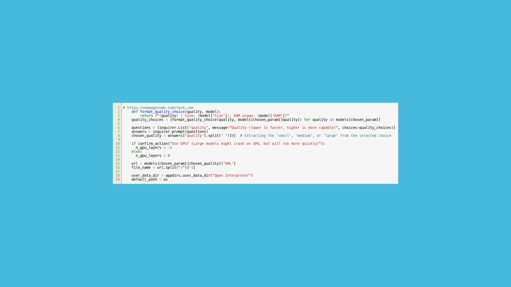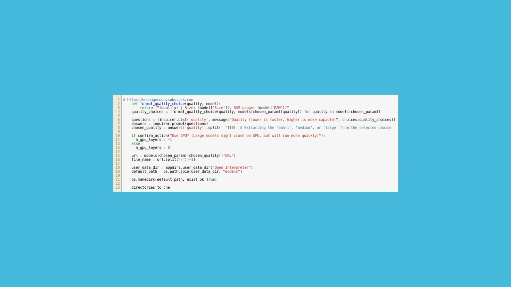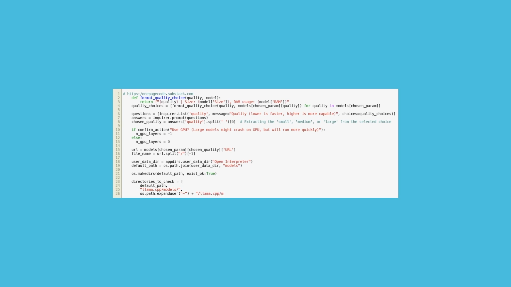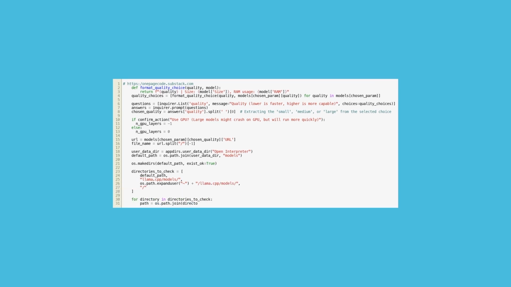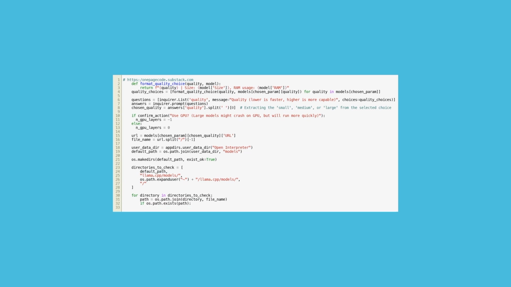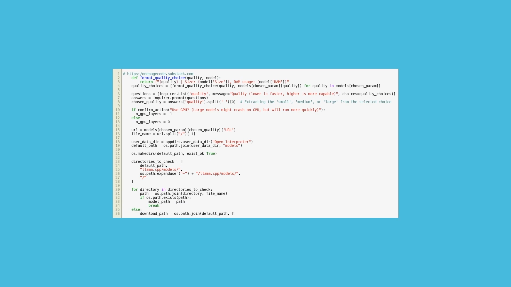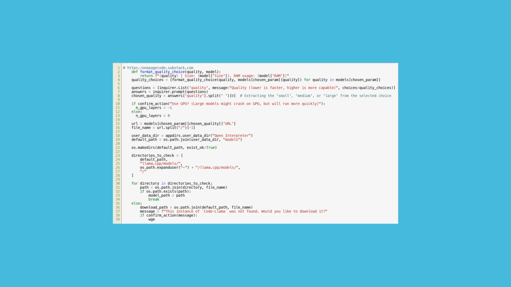The inquirer module is then used to create a command line interface that prompts the user to select a quality level for the model. The available quality levels are determined by the keys of the model's dictionary. The user's selection is stored in the chosen_quality variable. The function then prompts the user to confirm whether they want to use a GPU for the code llama interpreter. If the user confirms, the n_gpu_layers variable is set to -1, otherwise it is set to 0.